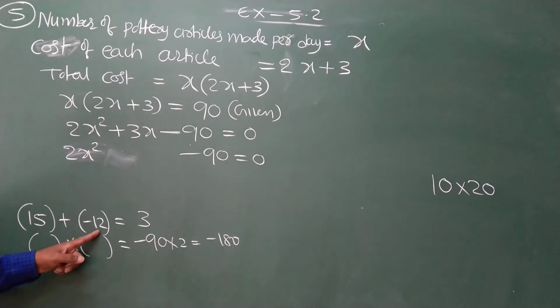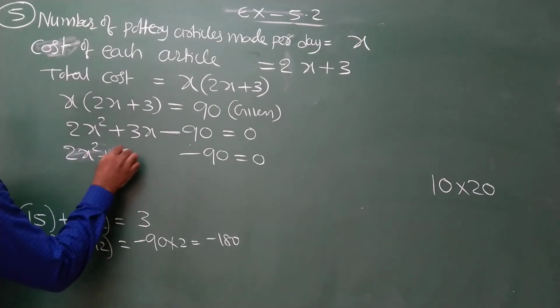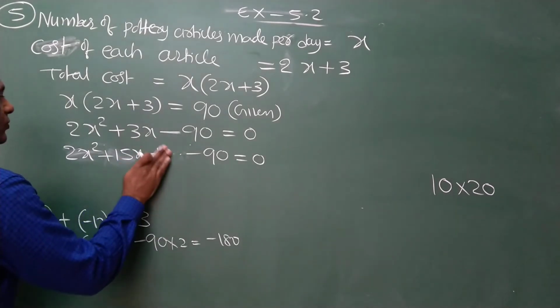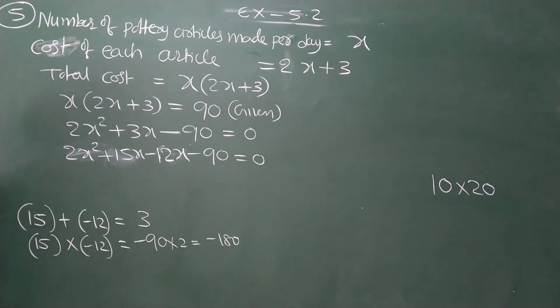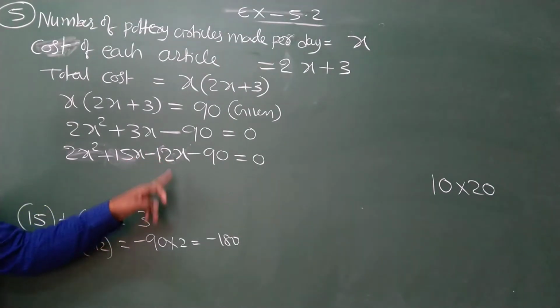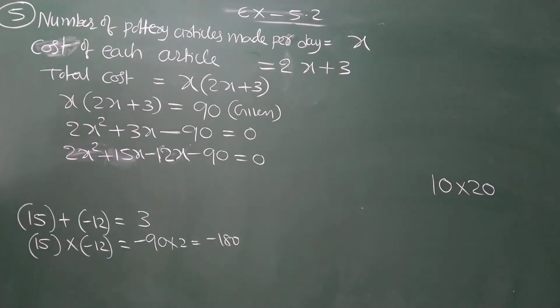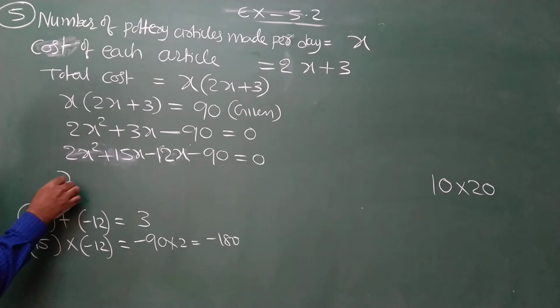15 into 12. Correct, 180. 15, 12, 180. So plus 15x minus 12x. Plus 15 minus 12. 15 minus 12 is 3. 15 into 12 is 180. First two, x common.